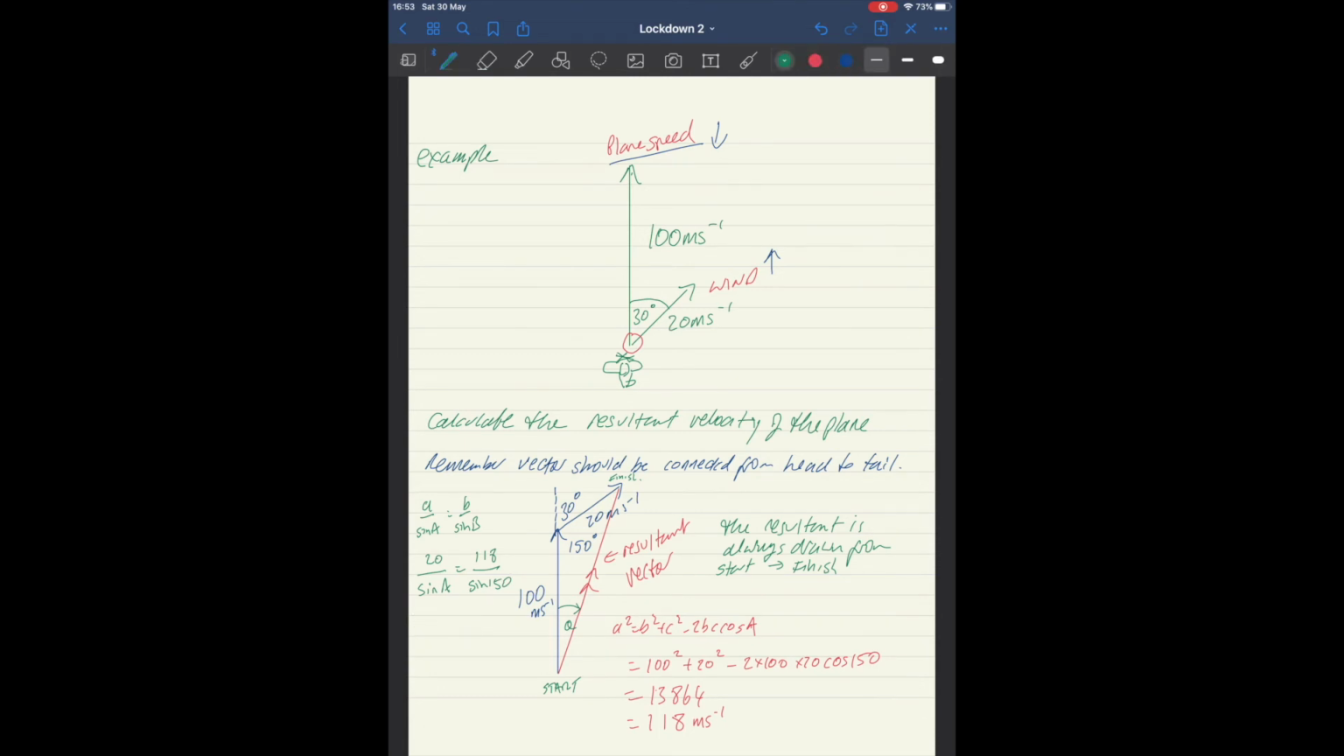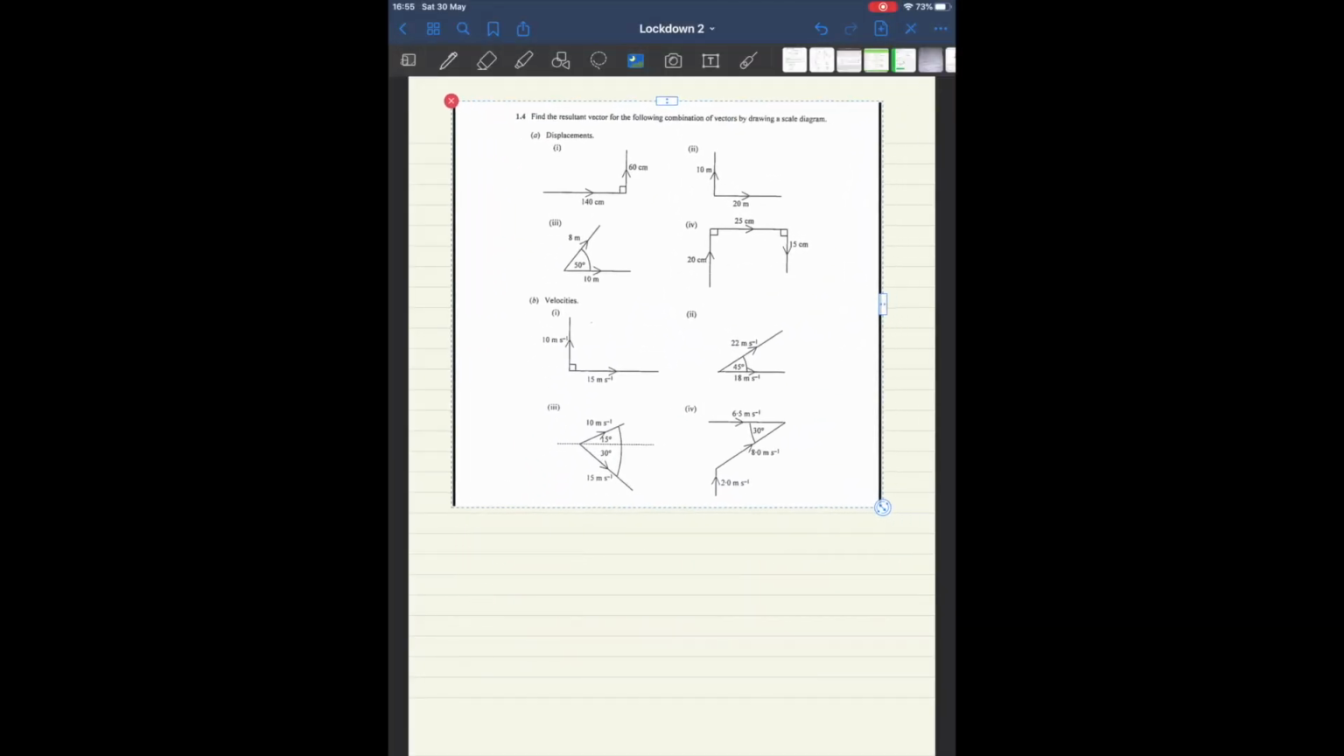So you get 20 over sine A equals 236. So sine A equals 20 over 236. So A equals 4.86 degrees. I'm going to make it 5 degrees. Okay, 5 degrees. So if that angle in there is 5 degrees, then we know that the bearing is 005 for the resultant velocity of the plane. These are the kind of questions you're going to get, first of all.